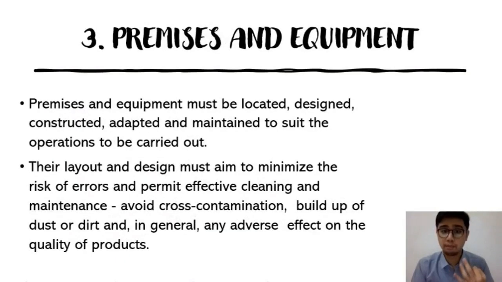Third important part of GMP is about the premises and equipment. Both should be located, designed, constructed, and maintained to suit the intended operations. Their design and layout must aim to minimize the error risk and allow effective cleaning and maintenance in order to avoid cross-contamination and dirt build-up, which may adversely affect the product quality.